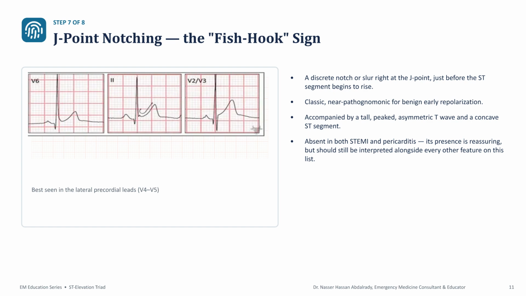Step 7 is looking for J-point notching, or the fishhook sign. This is found in the lateral leads for BER. Its presence is very reassuring, though it should still be used in the context of the full clinical picture.